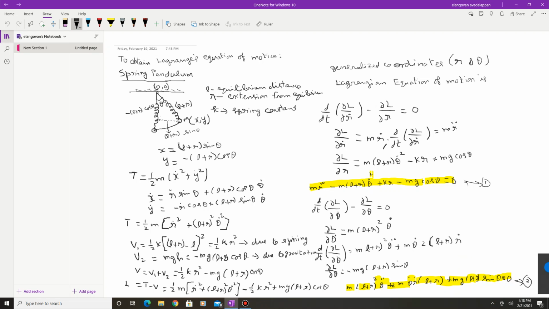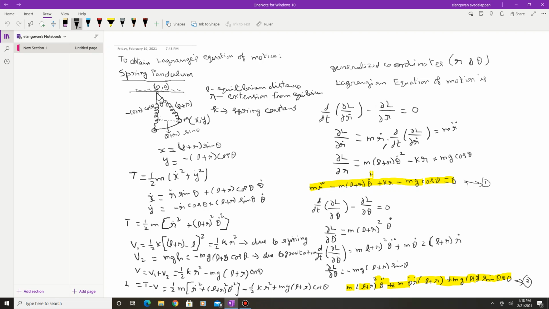Let L be the equilibrium distance from the origin to this point, the mass m. L is the equilibrium distance, and R is the extension from equilibrium. This is the extension from the equilibrium. K is the spring constant. Now, the coordinate of this mass is given as x comma y.